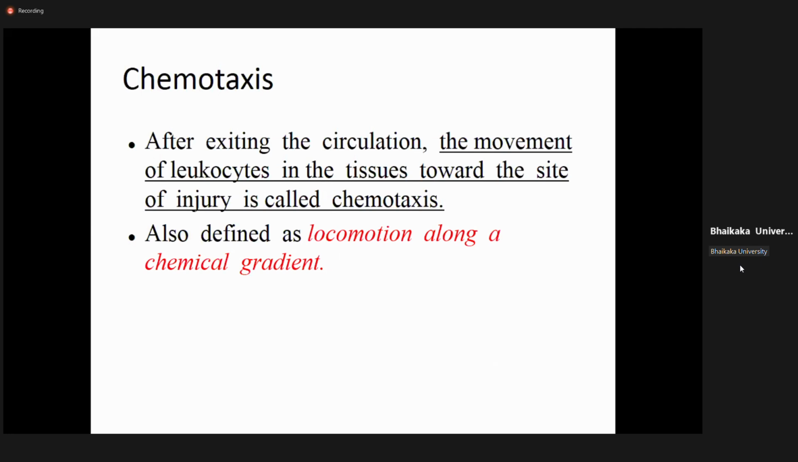Once leukocytes come to lie in the extravascular tissue, that is after exiting the circulation, leukocytes move in the tissue toward the site of injury, and this movement is called chemotaxis, which is also defined as locomotion along a chemical gradient. Because the injurious agent, either microorganism, dead tissue, or debris, will produce certain cytokines and chemicals, chemokines, and that will attract the leukocytes towards them. So that is locomotion along a chemical gradient.